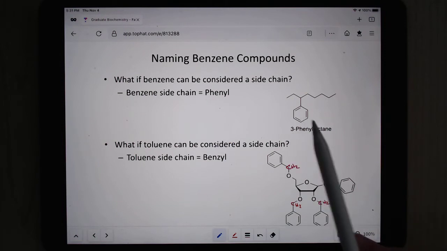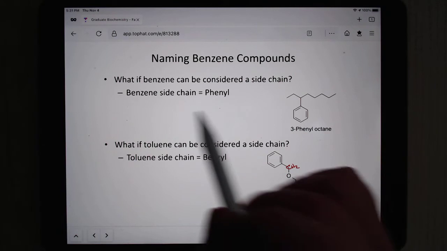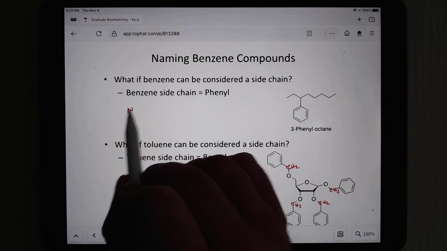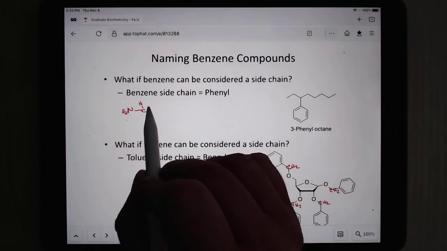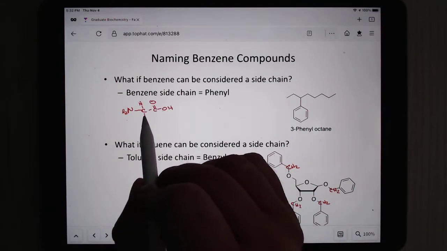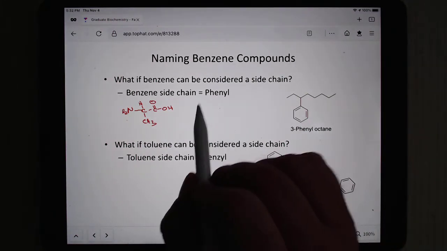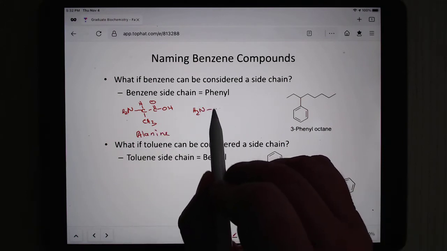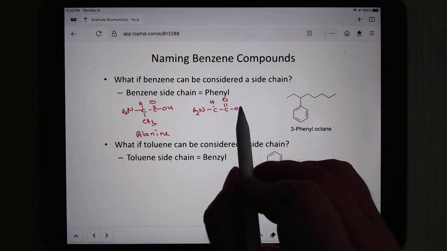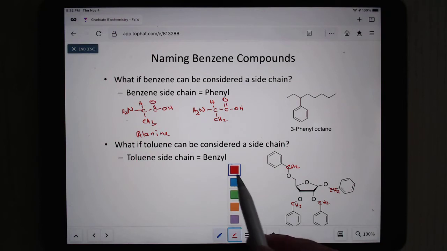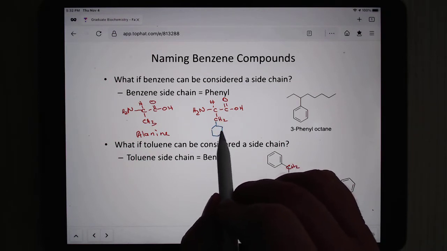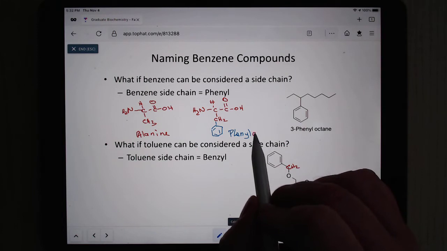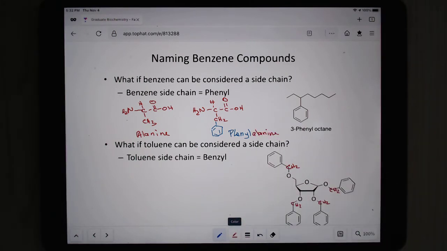Now you may have seen phenyl in biology, right? There's the amino acid phenylalanine. Well, if you have alanine, right, that's this. If you have phenylalanine, what you have is alanine with a benzene hanging off of it, or in other words, a phenyl. That's phenylalanine. Alanine is the amino acid. So that's where that comes from.